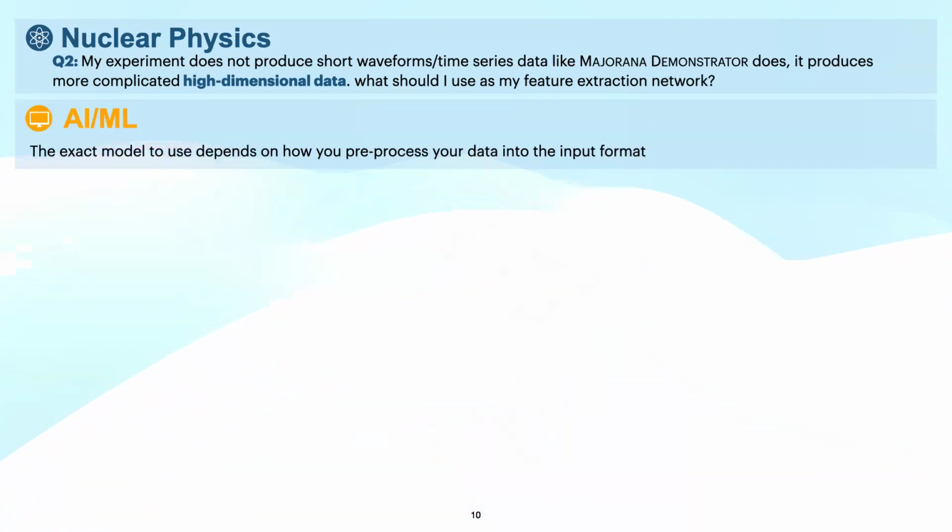So for this, my answer is actually breaking into 3 different parts. The first point I want to make is that the exact model you want to use to analyze your data actually depends on how you are pre-processing your data. So even if you have a very complicated high dimensional data, it's possible to pre-process it into a 1D time series if you want, with some kind of sacrifice, of course.